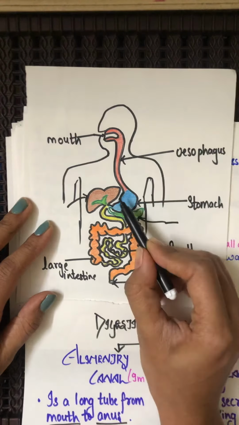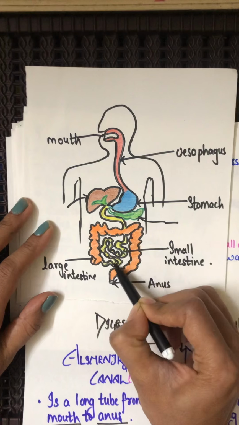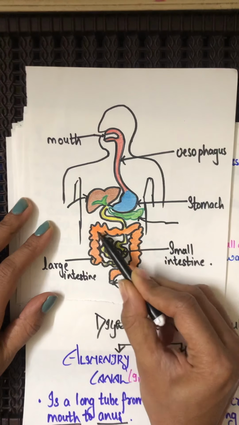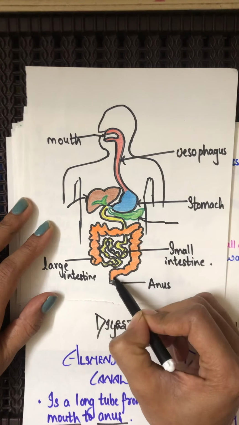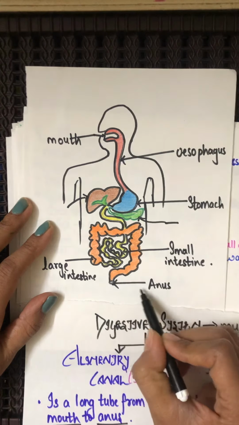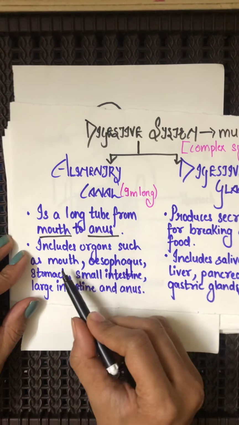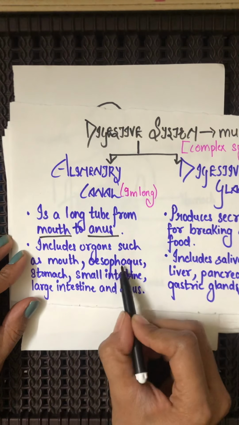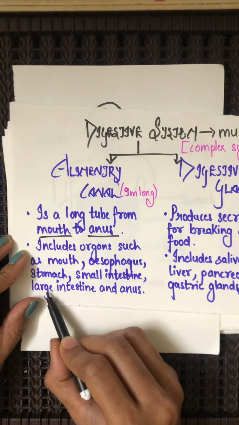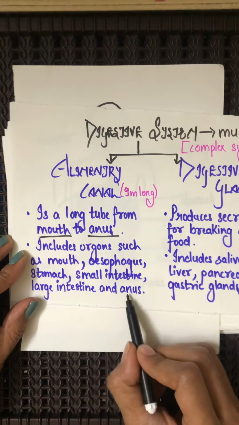The stomach leads to the small intestine, and the small intestine leads to the large intestine, which in turn meets the last part, that is the anus. So here, what do you mean by alimentary canal? That is nothing but a long tube from mouth to anus, and it includes organs such as the mouth, esophagus, stomach, small intestine, large intestine, and anus.